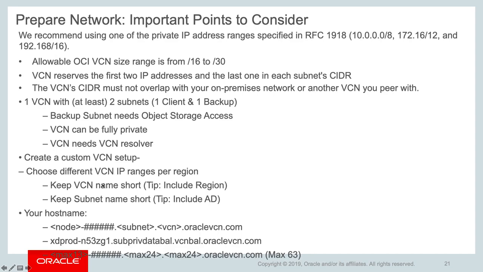As a best practice, you can keep VCN names short. You can include region to differentiate. You should keep the subnet name also short, and subnet name can have ADs in its name. You can additionally have regional subnets. Your host name is going to be in the form of node name, then subnet, VCN, and oraclevcn.com.